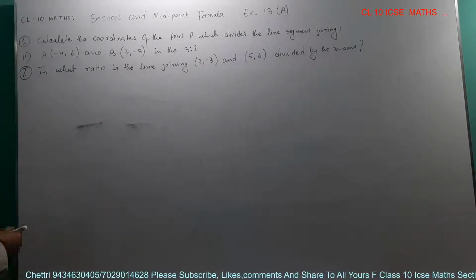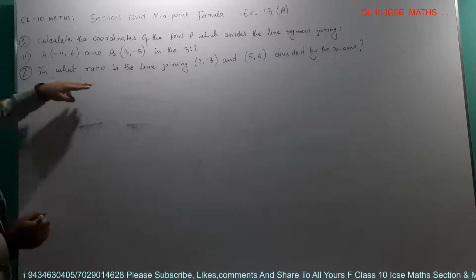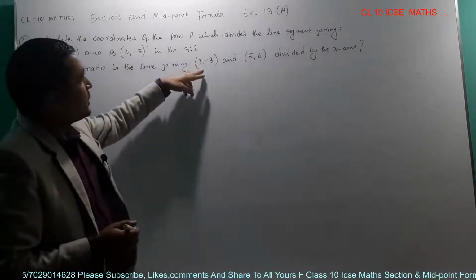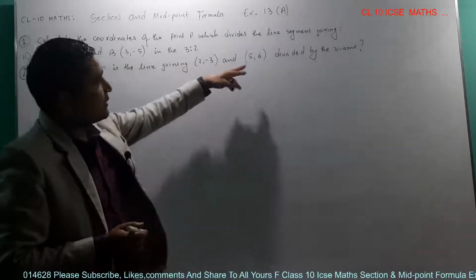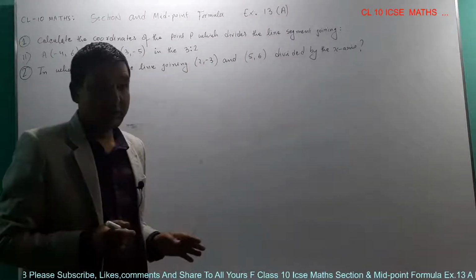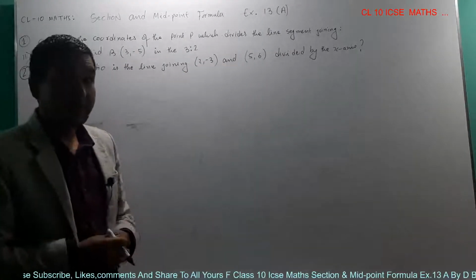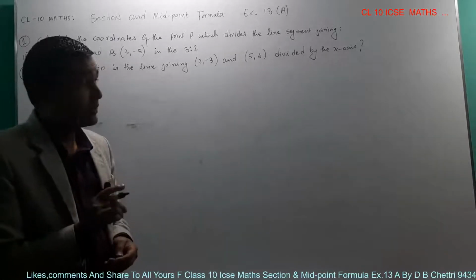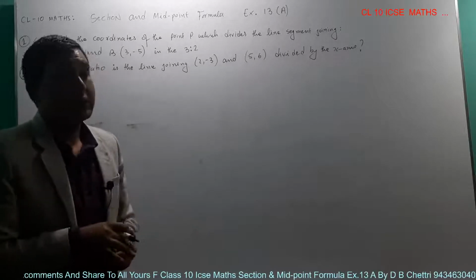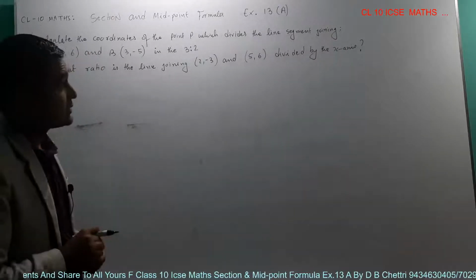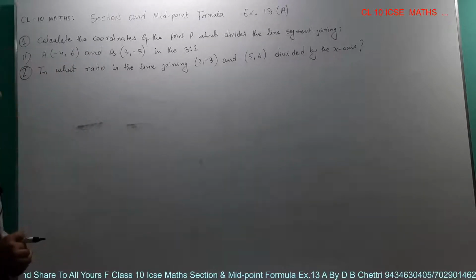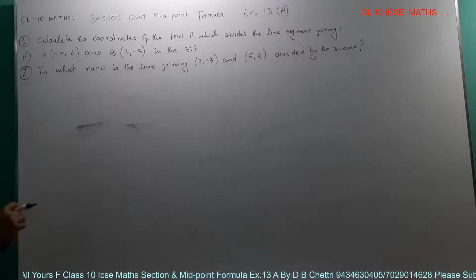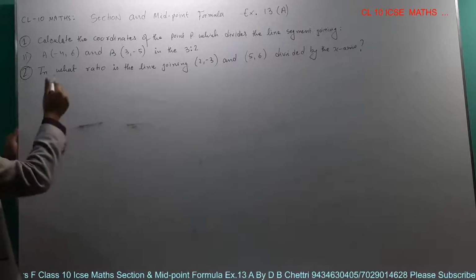Now question number 2. In what ratio is the line joining the points (2, -3) and (5, 6) divided by the x-axis? Okay, if the line is divided by the x-axis, then y will be 0. We already discussed this condition in the introduction part of this chapter. Please go through that video. That video is very important to make your concept clear.